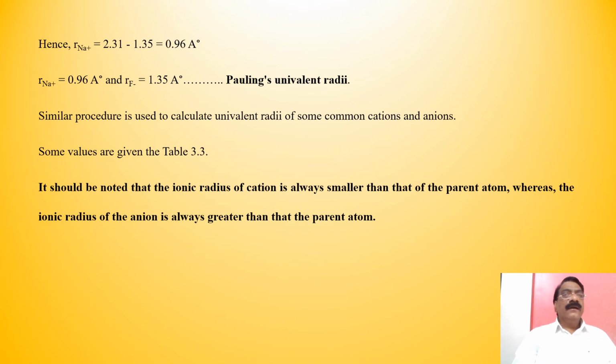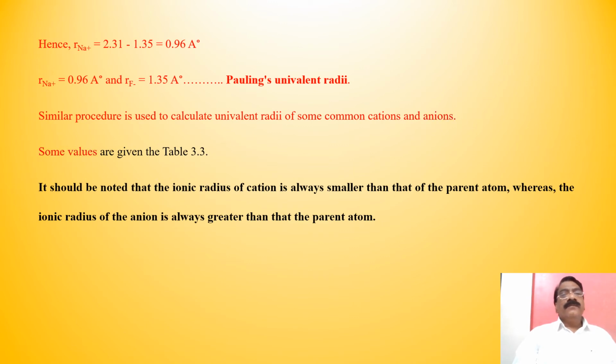Hence, RNa+ is equal to 2.31 minus 1.35 is equal to 0.96 angstrom unit. Thus, RNa+ is equal to 0.96 angstrom unit and RF- is equal to 1.35 angstrom unit. These are the Pauling's univalent radii calculated from the radius ratio.